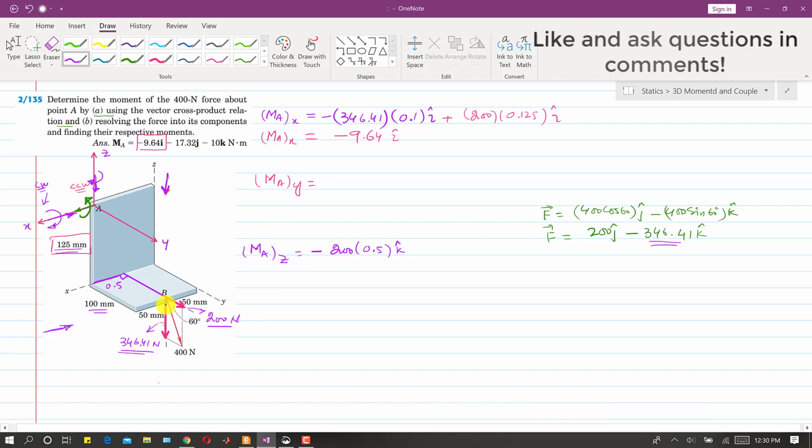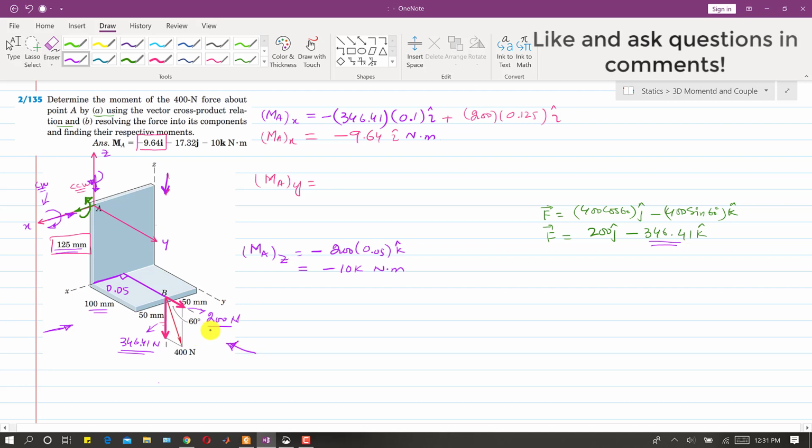And since this 346.41 component is parallel to the z axis, it will never produce the moment about the z axis. So this is the only component that is producing the moment along z. So this will be equal to, if we multiply this, this is 50 mm, so this will become 0.05, remember. So if we multiply this, we will get minus 10 k, and this is in Newton meters.